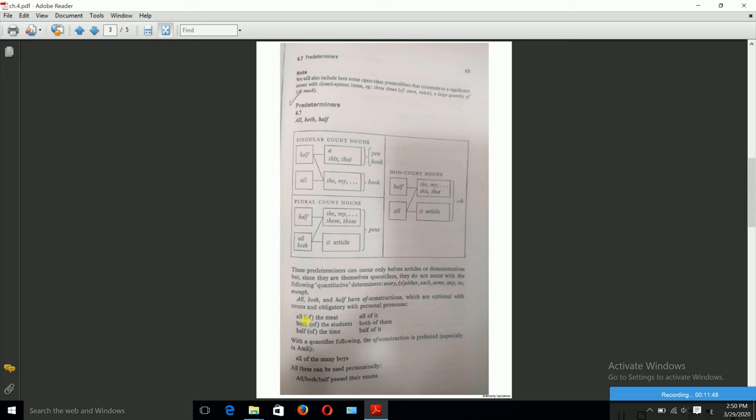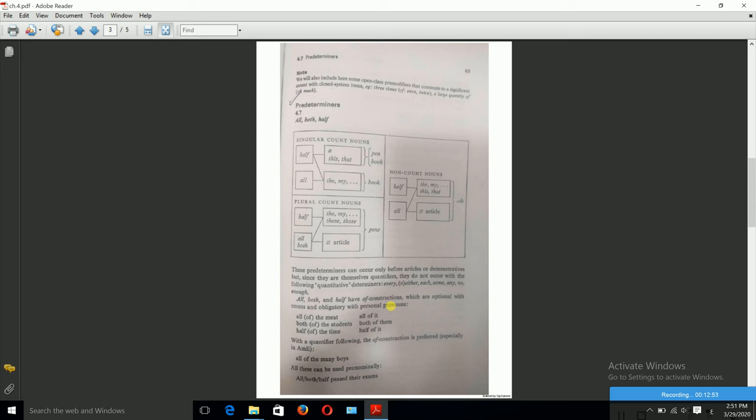This of structure, my dear students, is optional with nouns, for example, all of the meat, both of the students, half of the time. Notice that meat, students, and time are nouns, so it is optional to use of or not. But with pronouns it is obligatory, it is compulsory. We have to use of with all, both, or half, which we call predeterminers. I cannot say all it, while I can say all the meat, both the students, half the time. But here: all of it, both of them, half of them. The of is required because a personal pronoun follows it.